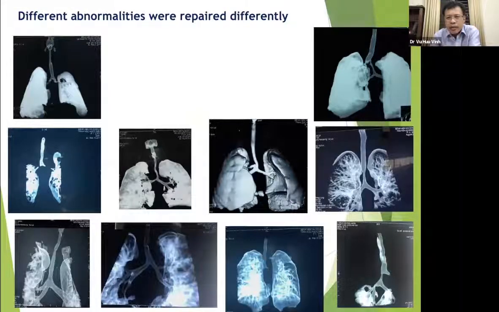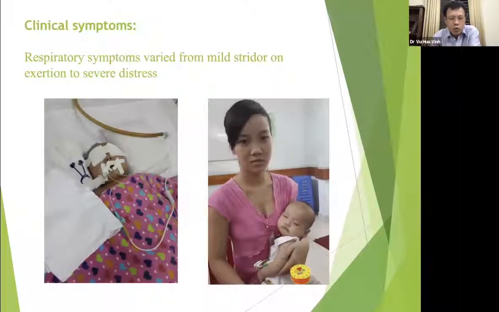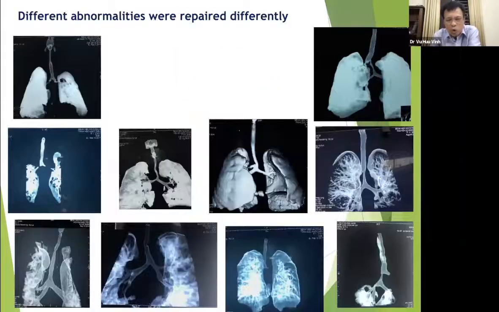And this is also the different abnormality was repaired differently. The technique for that, because the main topic today is to talk about the surgery. To perform surgery for this kind of children, we need sternotomy, and also the patient put on the heart-lung machine or the cardiopulmonary bypass. And then we do sternotomy, and we expose the aorta and the pulmonary sling and trachea.